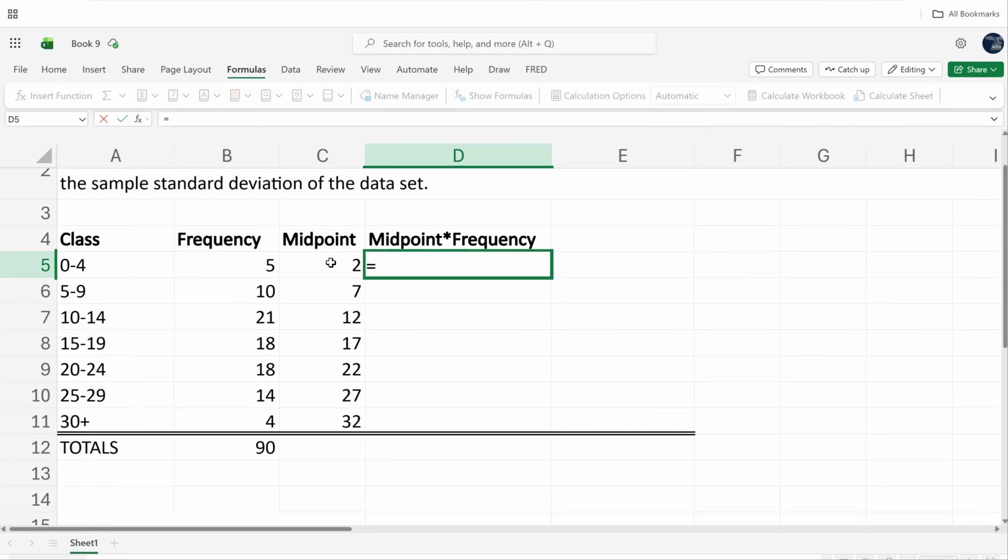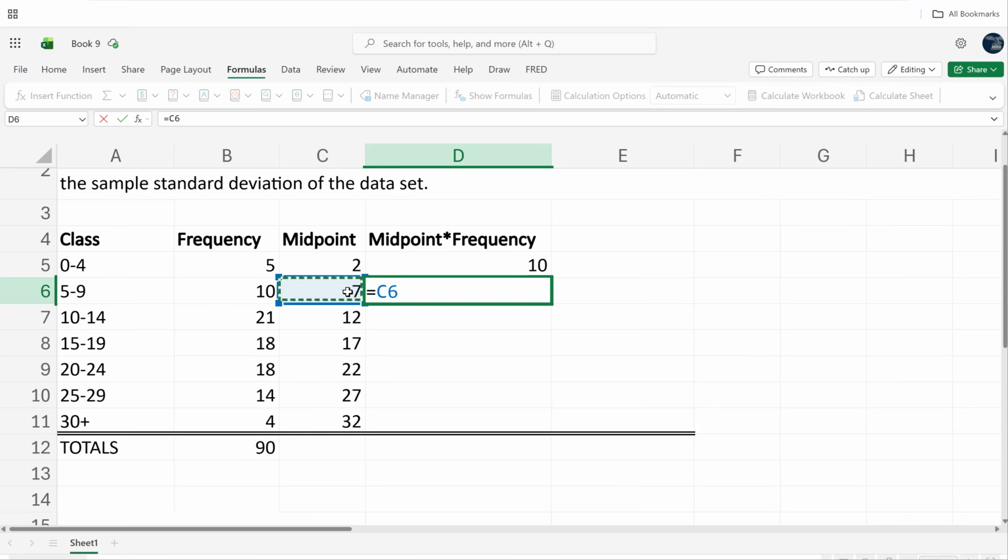So equals 2, shift 8 to get multiplication, times that one, and then the next row equals, I'm just clicking. I'm not even typing the numbers in. I like to just click rather than type the numbers in, because if I find out later, oh my gosh, I had written 10 instead of 11 or whatever, I can go back and change it, and Excel will update all my calculations thereafter. It'll save me so much time.